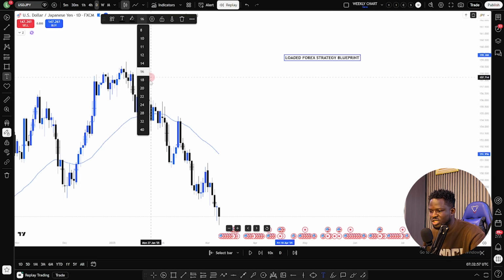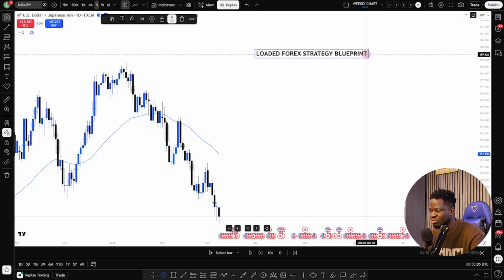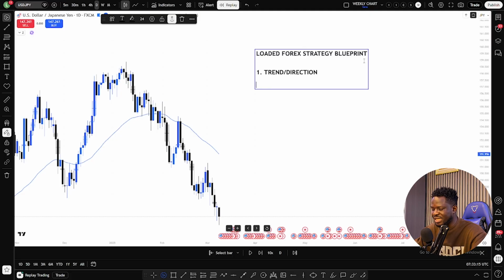Blueprint. All you need to succeed in the financial market is this simple blueprint I want to share with you guys. Loaded Forex Strategy Blueprint. Under this blueprint, the first one is what we call trend, or you can call it direction. You have to understand the trend.